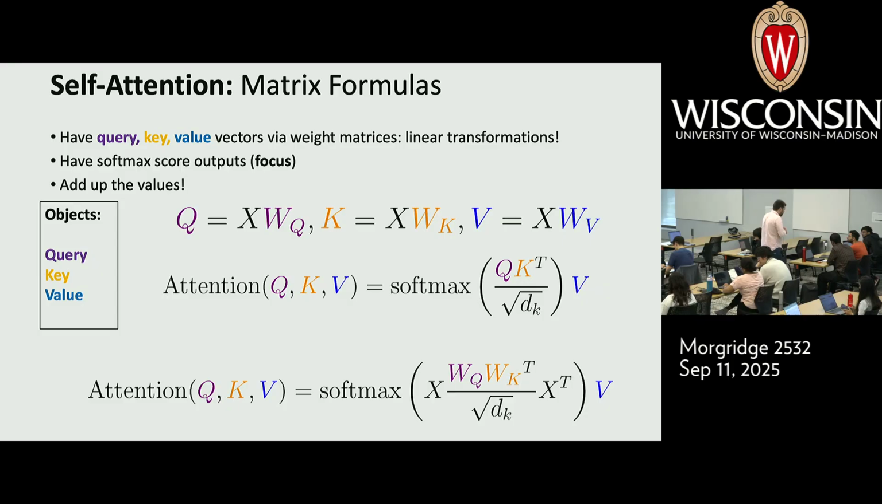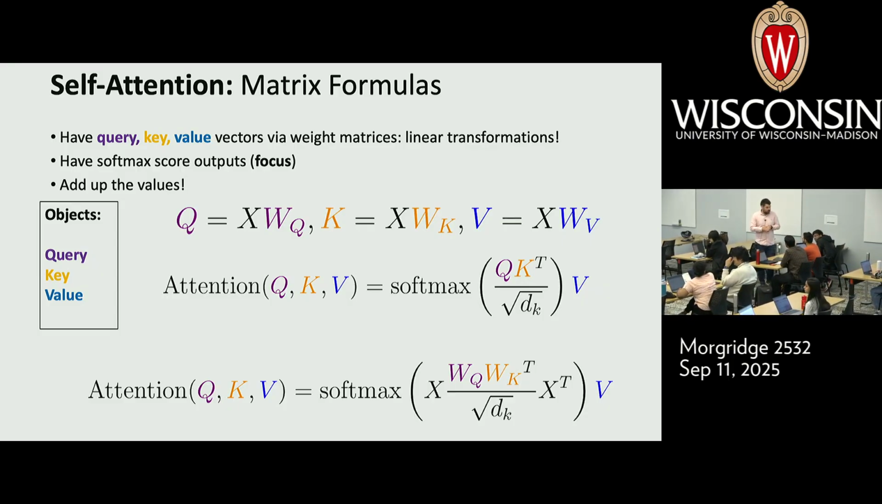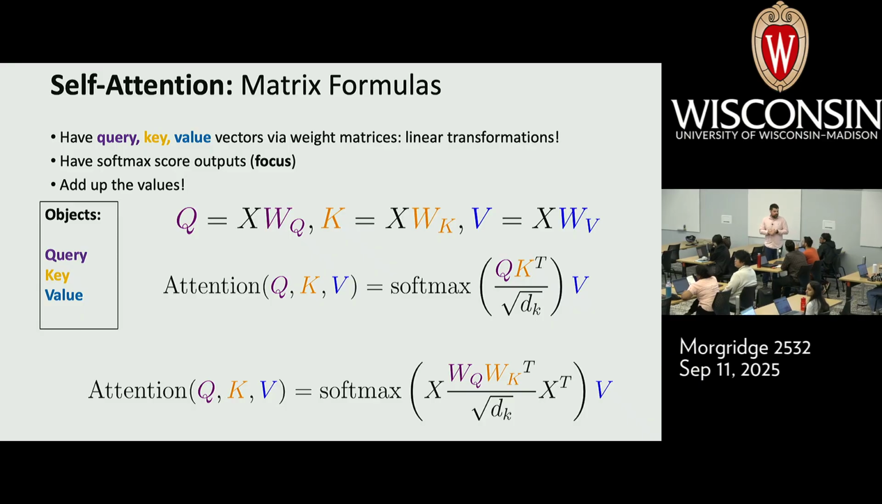Is it necessary to have them square match? For the weight matrices, no. In fact, typically they're not, yeah.